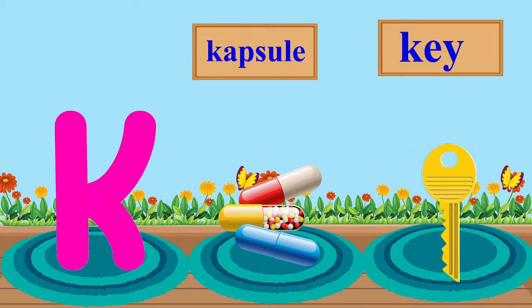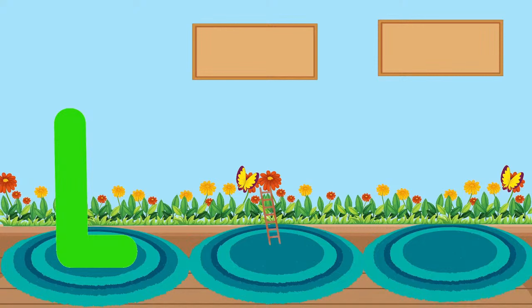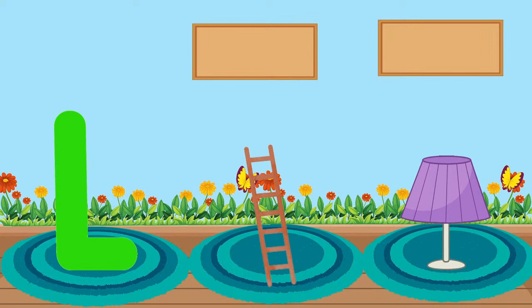L is for ladder. L, l, ladder. L is for lamp. L, l, lamp. L is for l, l, l, l, ladder. L is for l, l, l, l, lamp.